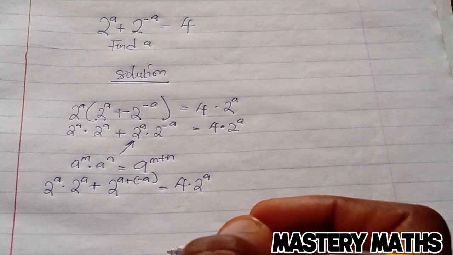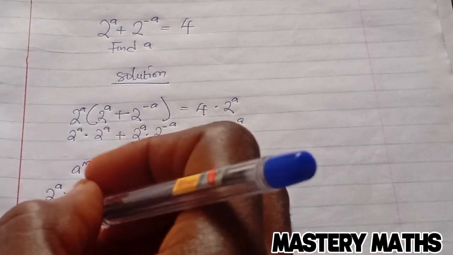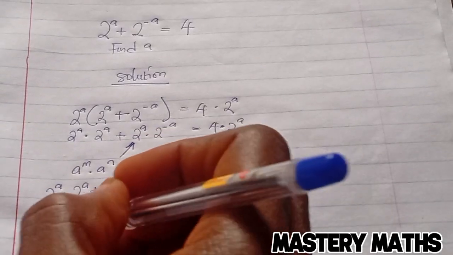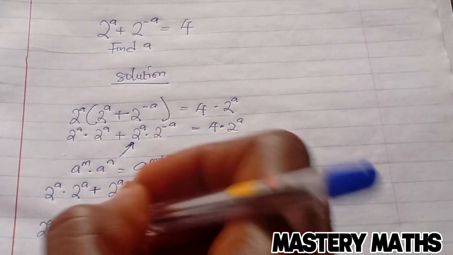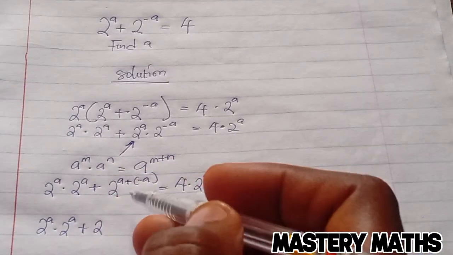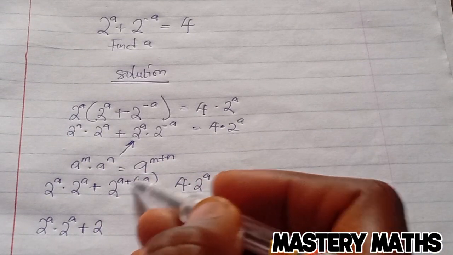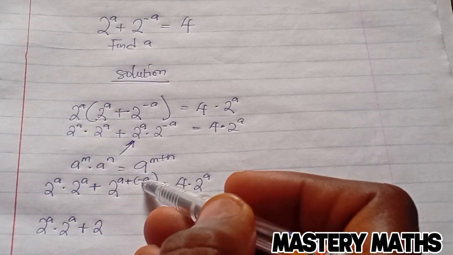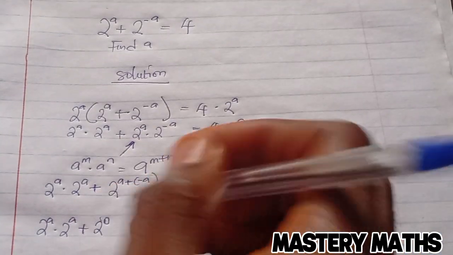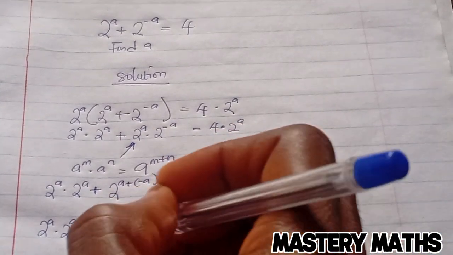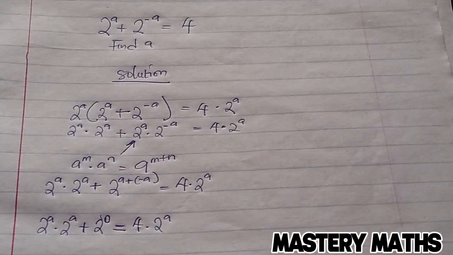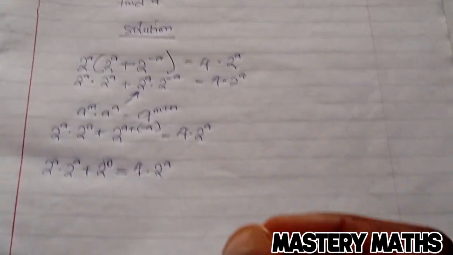So what should we do next? We'll bring down this value, 2 raised to the power of a times, you have your 2 raised to the power of a plus, if you watch here now, you have your 2, bring that 2 down. When you have plus times minus, it will give us minus, then a minus a is 0. So you have 2 raised to the power of 0 equal to 4 times 2 raised to the power of a. So after doing that, what should we do next?